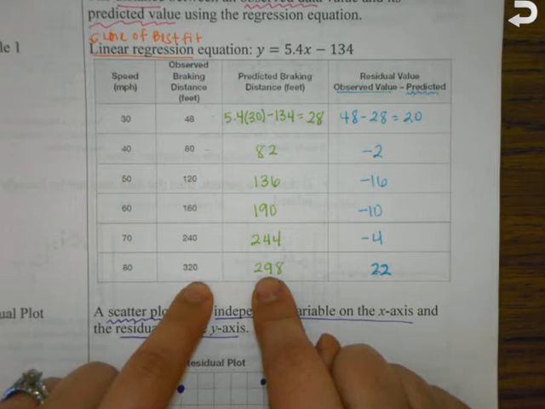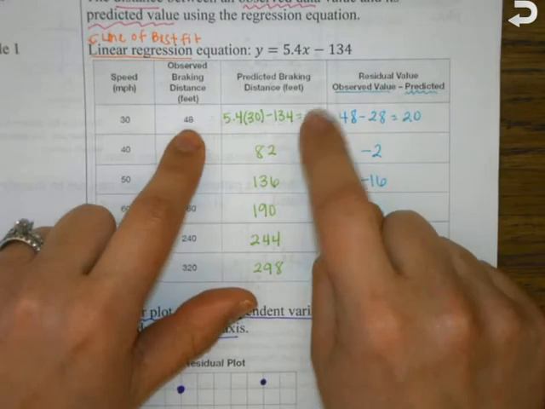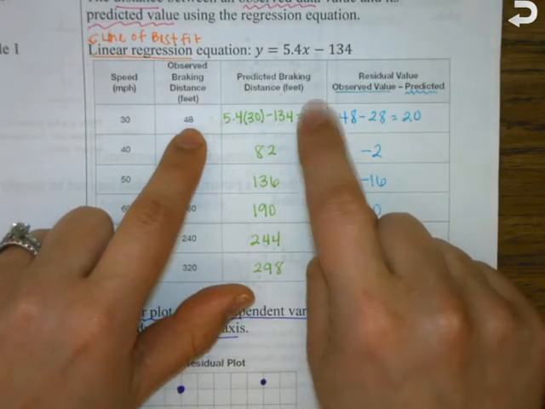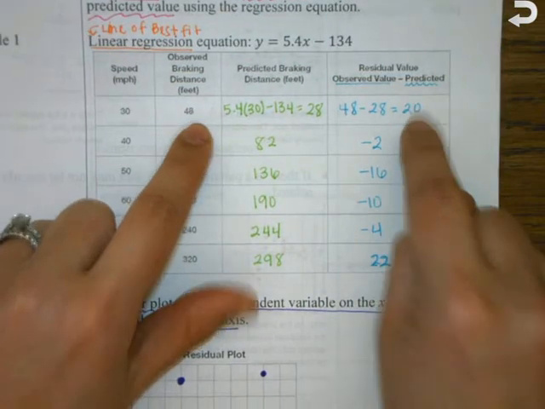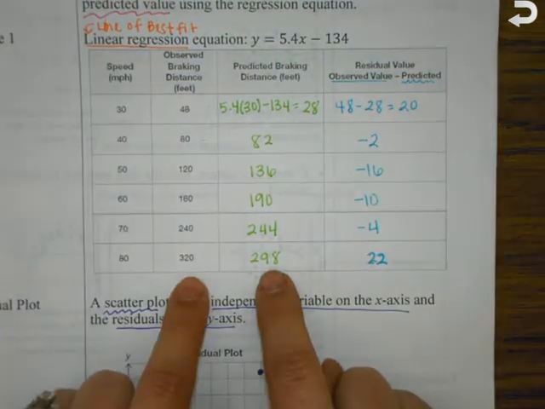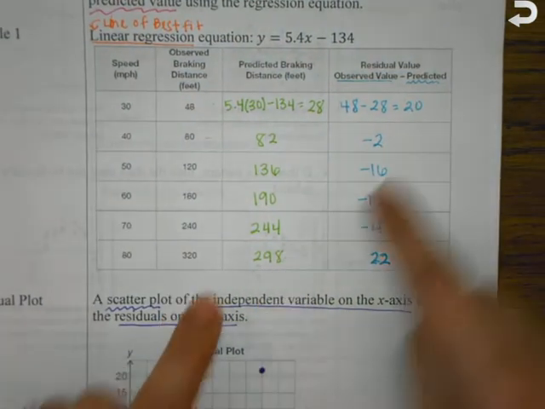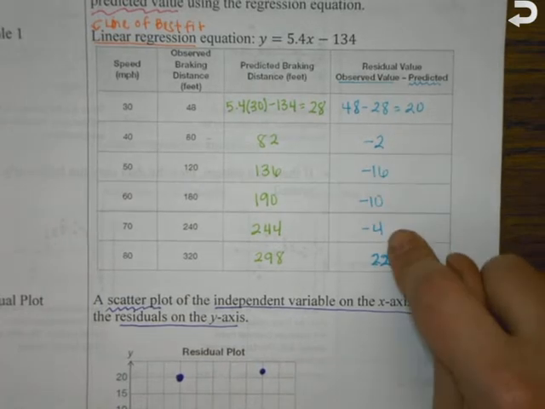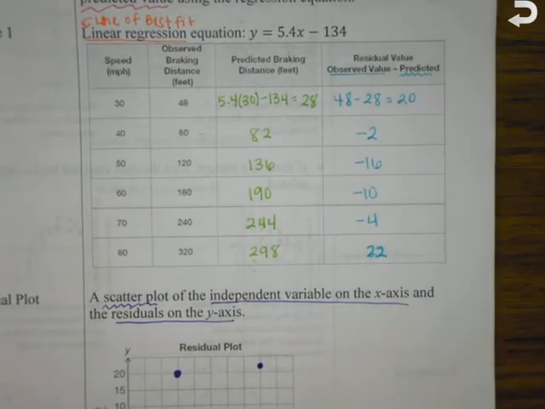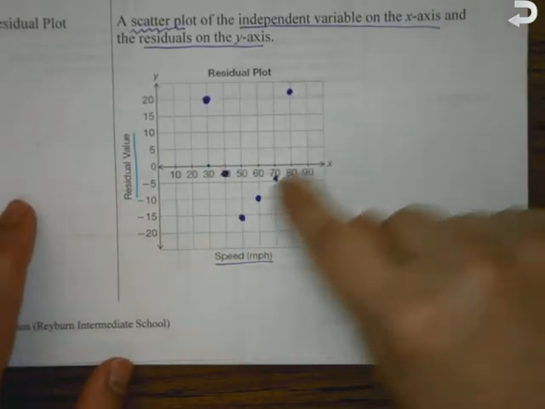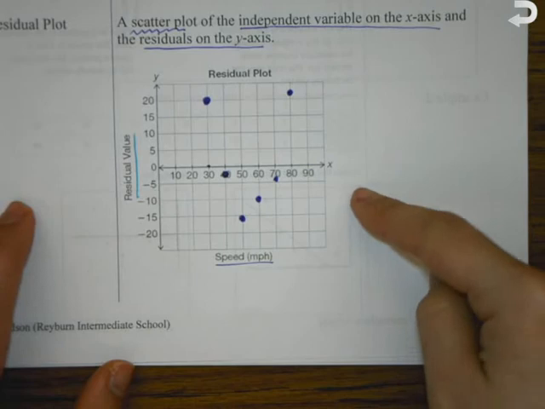Which one is bigger here, the observed or the predicted? The observed, and our residual came out positive, right? Which one was bigger here? The observed. So how would we get negative values then? When the predicted is bigger, and then when we look at the scatter plot, all of those are below the x-axis, right? Okay, good.